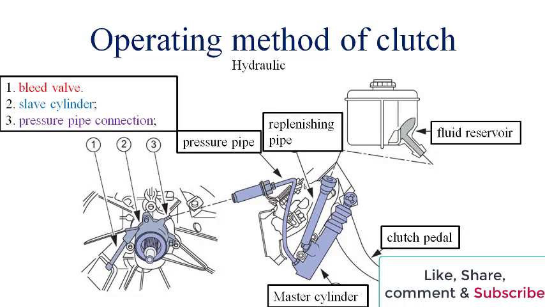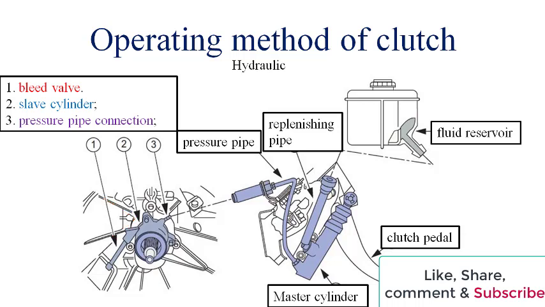A hydraulic mechanism involves two cylinders. These are termed the master and slave cylinder. The master cylinder is connected to the clutch pedal. The slave cylinder is connected to the release lever.